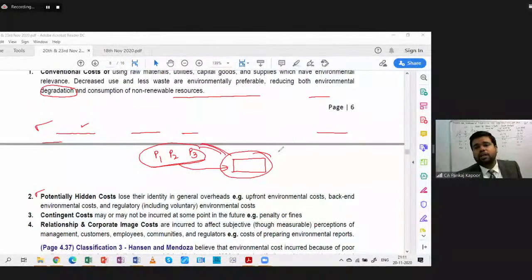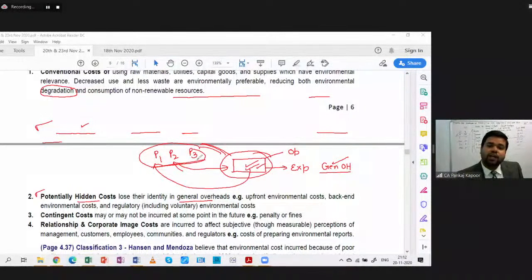Now the cost of this treatment plant needs to be allocated. But it may be possible that if we compare the cost of this treatment plant against the total operating cost, it is very minor. Instead of making a separate head, we put it into the category of general expenditure or general overhead. So this sort of cost may be hidden under the general overhead. What we need to do is break down the general overhead, identify the cost of the water treatment plant or waste treatment plant, and allocate it to P1, P2 and P3.